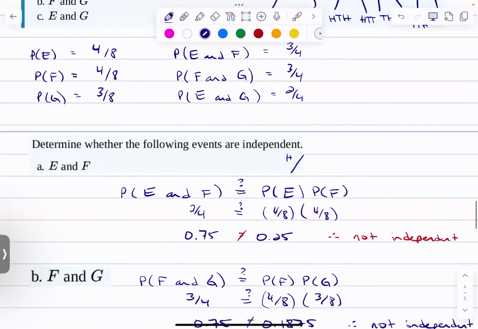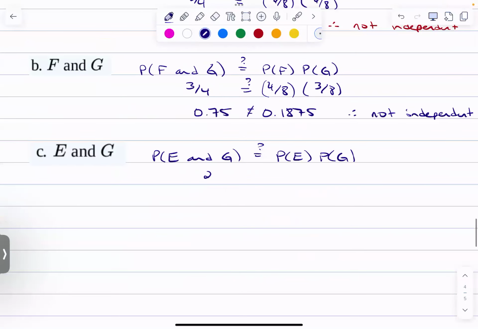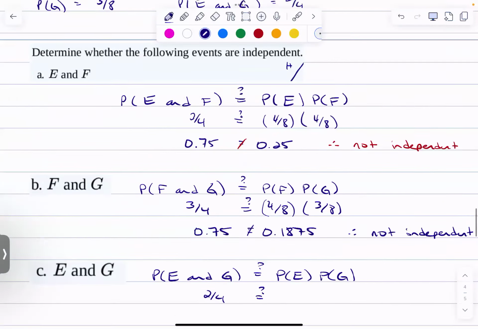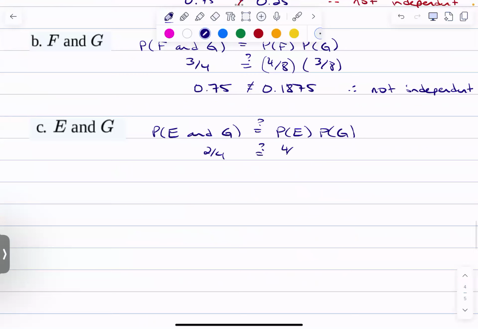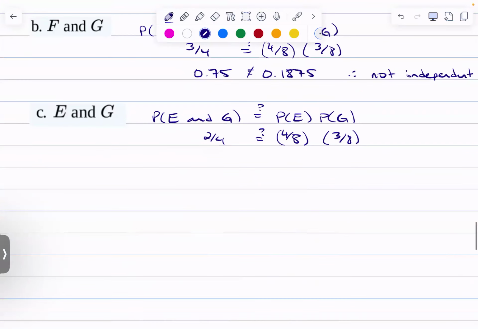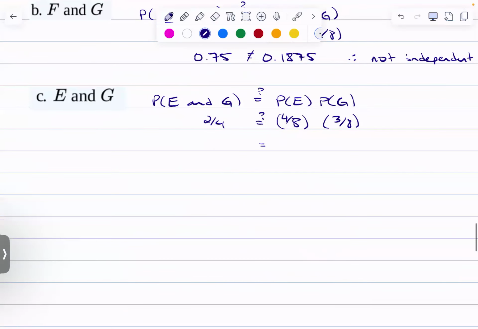The last one, 2 over 4, 4 over 8, 3 over 8. None of these are independent. Boring. Not independent. I'll confirm I didn't do something weird.